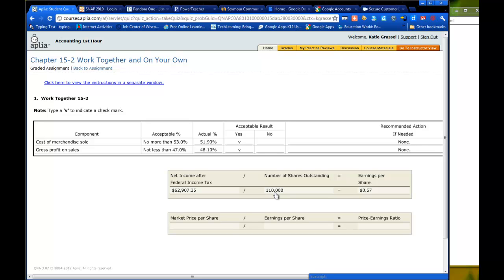Now our price earnings ratio. We have to take our market price per share, which is given to us in our directions, of $13.75. That is how much each person would pay for one share of stock. So most people are going to buy more than one share because if it's $13.75 a share, they're not going to be like, oh, I'd like one share of stock. They usually invest larger amounts of money into the corporation. So the market price for the share of stock is $13.75. Our earnings per share, which we calculated from up above, 57 cents, goes in here.